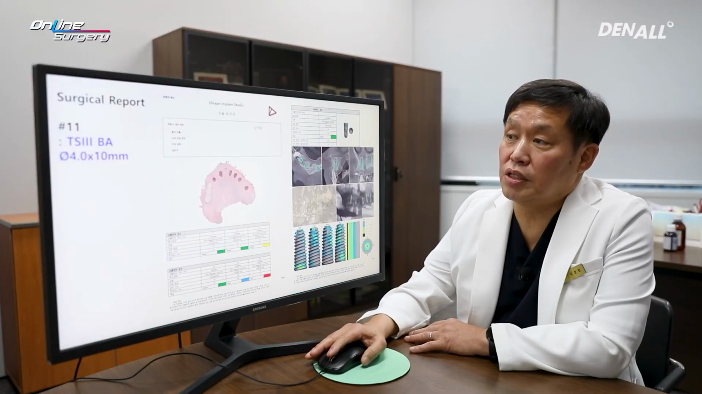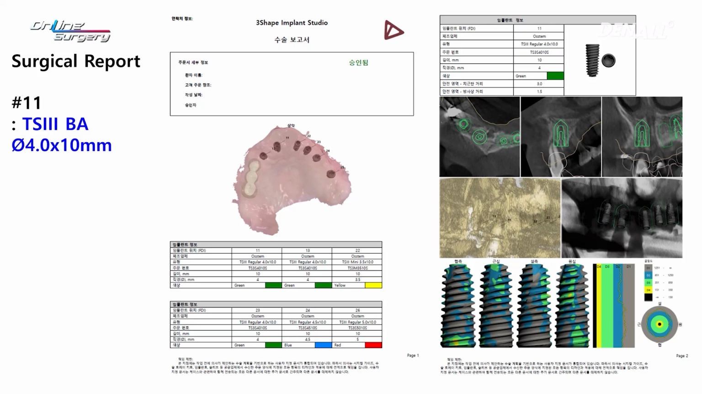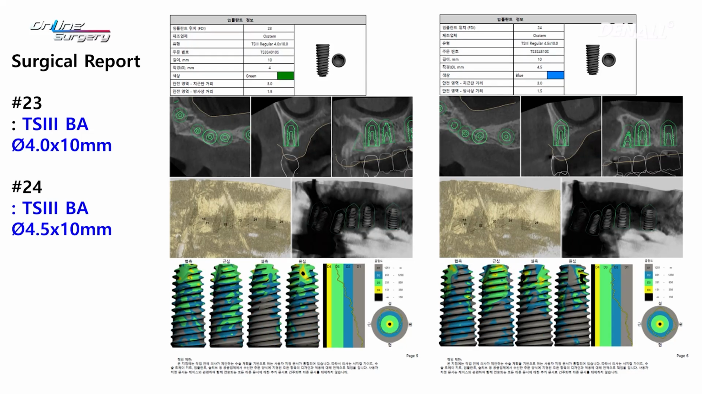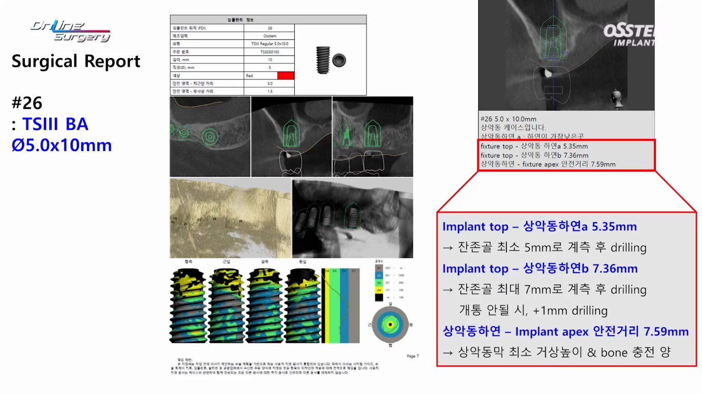I discussed the plan with the OneGuide team. TS3 BA surface implant for number 11, 4.0 by 10. The same goes for number 13. As for number 22, although alveolar bone is good, 3.5 by 10 millimeter was planned, for number 23, 4.0 by 10 millimeter, and for 24, 4.5 by 10 millimeter. For number 26, a TS3 BA surface, 5.0 by 10 millimeter implant was planned.